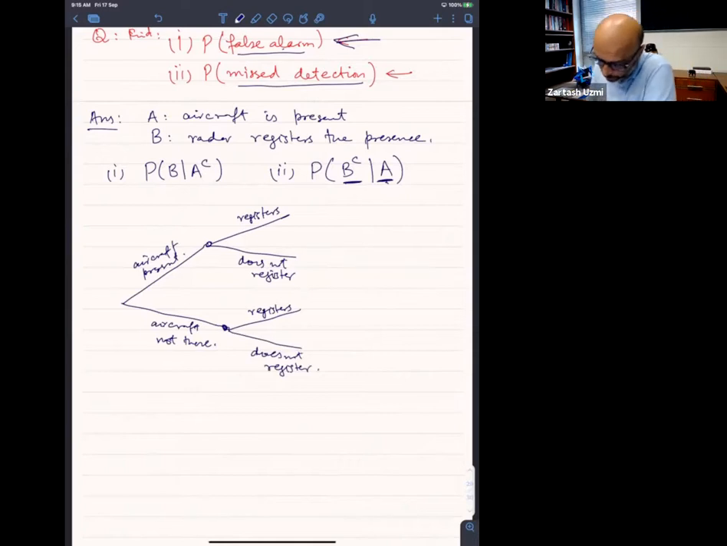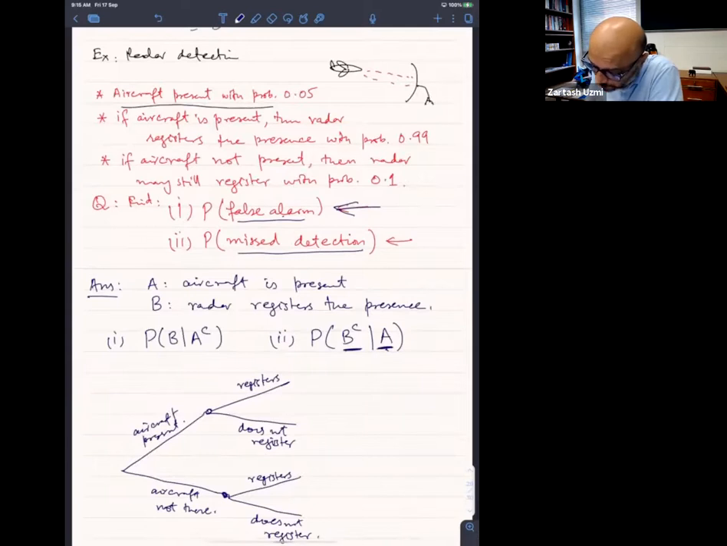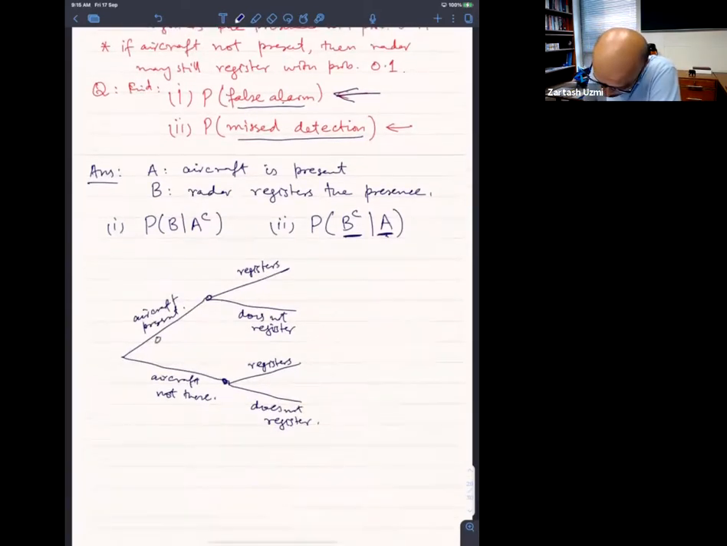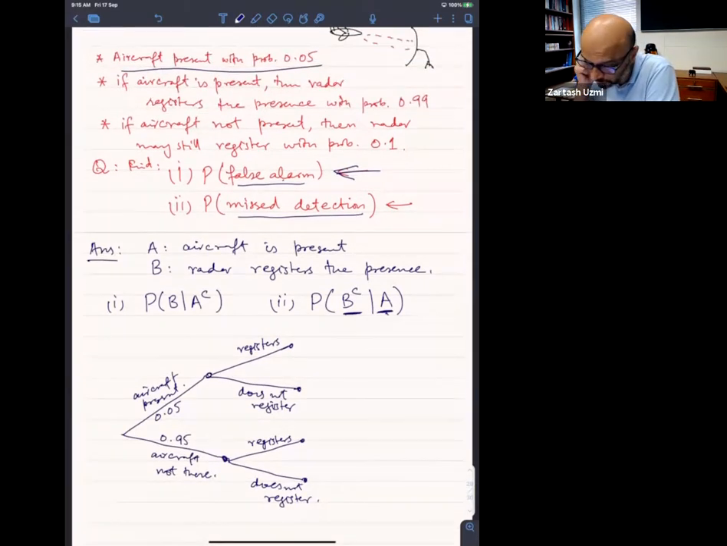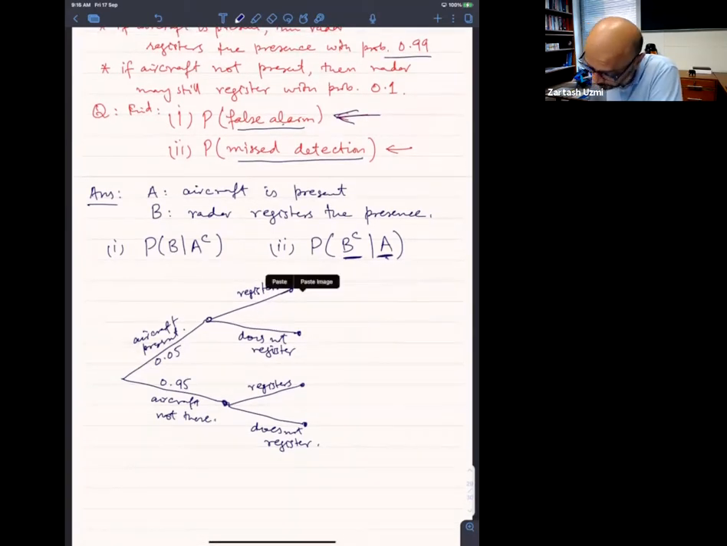So I'm going to ask this probability. What is the probability aircraft is present? ये हमें उन्होंने दी हुई है, aircraft is present with probability 0.05. This 0.05, so this has to be 0.95. What is the probability that you register? If aircraft is present, then the radar registers the presence with probability 0.9. So अगर ये present है और वो register कर ले, so this is with probability 0.9.